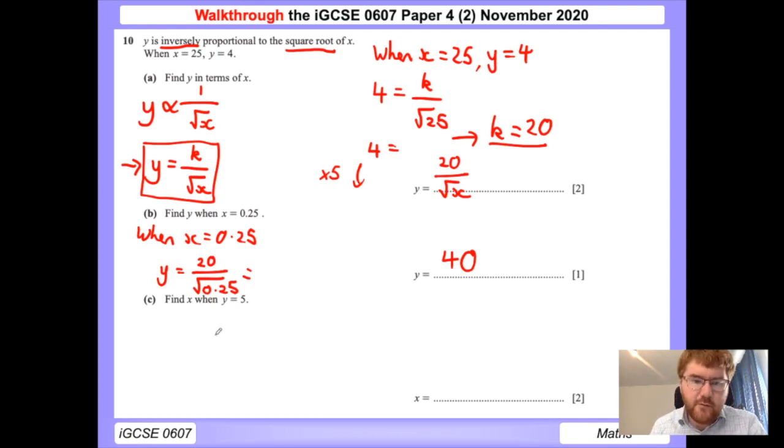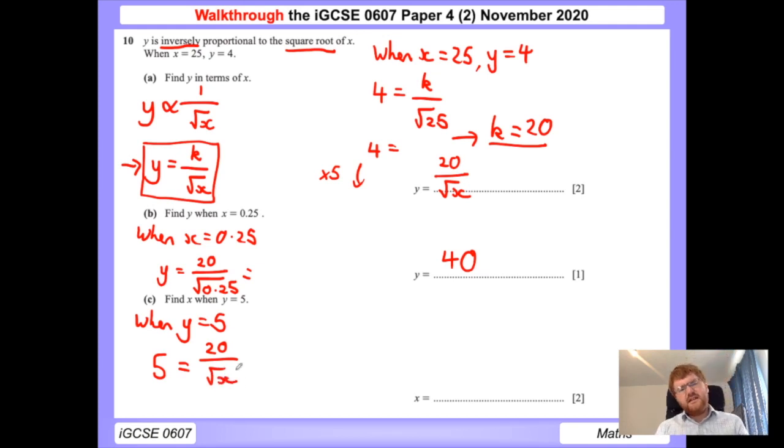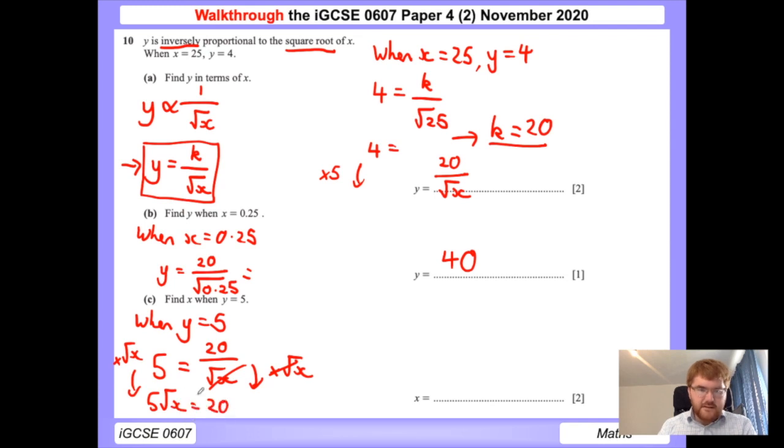Now this question works the other way round. So when y is equal to 5, so we put 5 equals 20 over root x. So we've got a slightly strange equation here, but we treat it in the same way. We want to remove the denominator, so I'm going to times root x on both sides. These cancel, so then I get 5 root x is equal to 20. I'm going to copy this across over here so I have a bit more space.